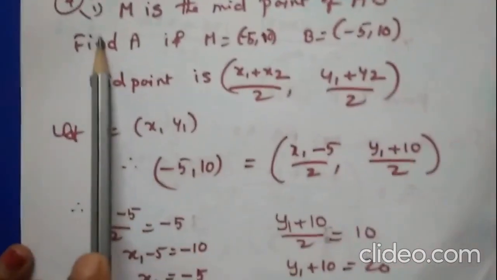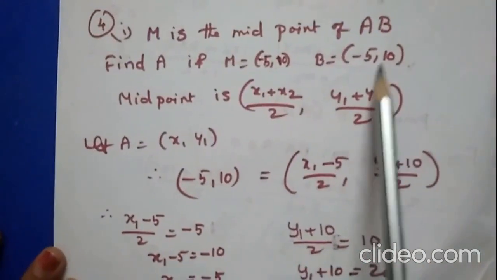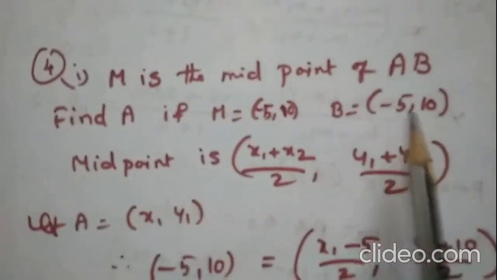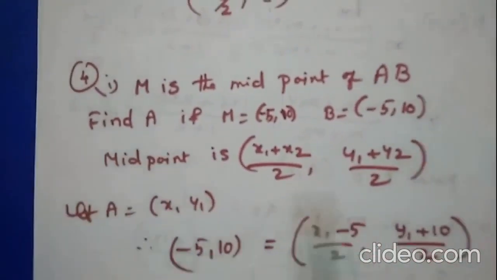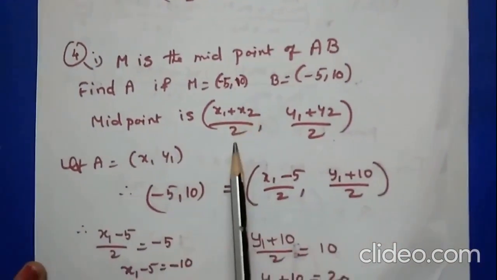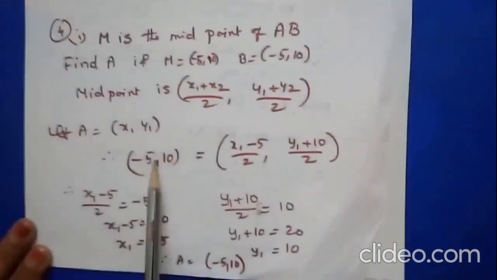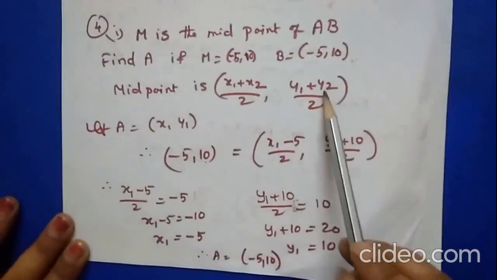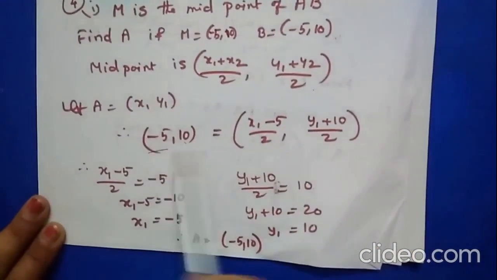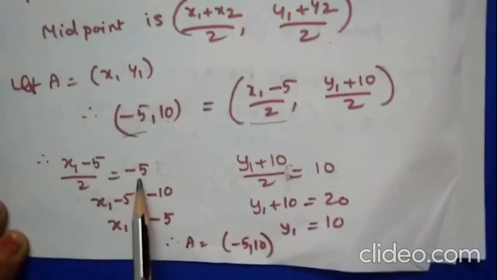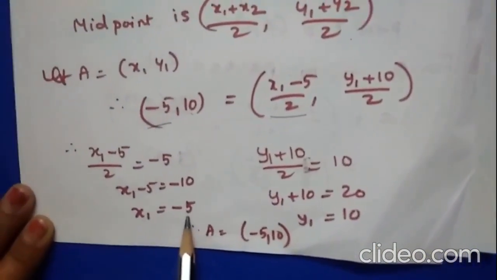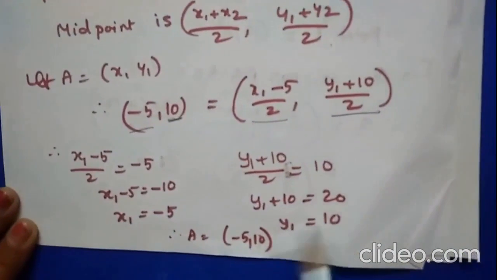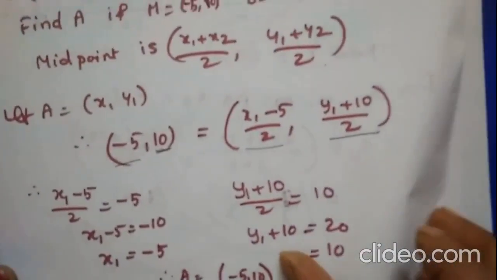Question number 4, first part. Here the midpoint is given and B is given. You have to find what is A. M is (-5, 10). B is (-5, 10). You want to find the coordinate of A. Apply the same formula, (x1 plus x2) by 2, (y1 plus y2) by 2. Now, (x1 minus 5) by 2, (y1 plus 10) by 2. So the x coordinate, (x1 minus 5) by 2 is equal to -5. Therefore x1 is equal to -5. Again, (y1 plus 10) by 2 is 10. Comparing, y1 is equal to 10. Therefore, the coordinate of A is (-5, 10).